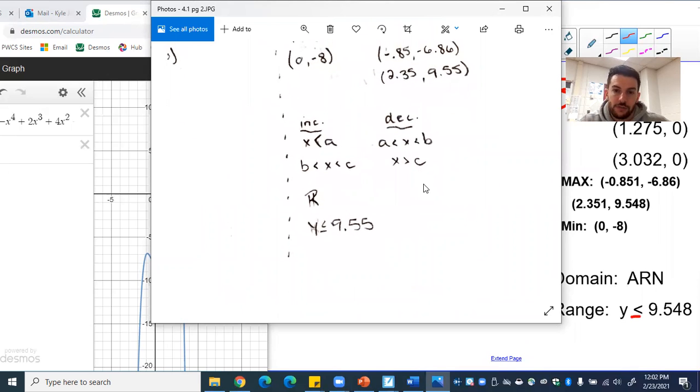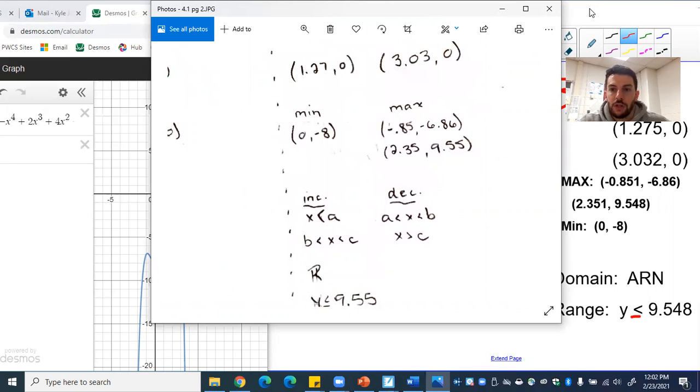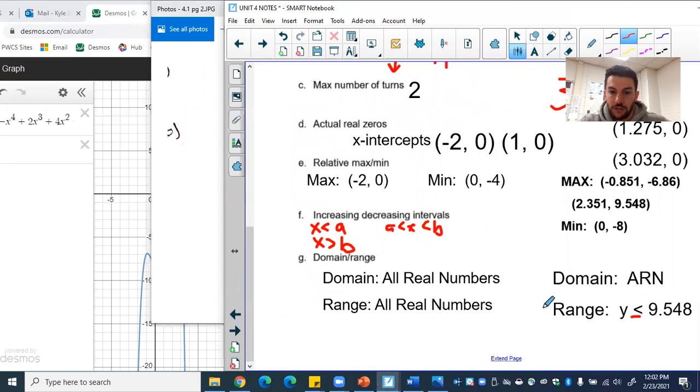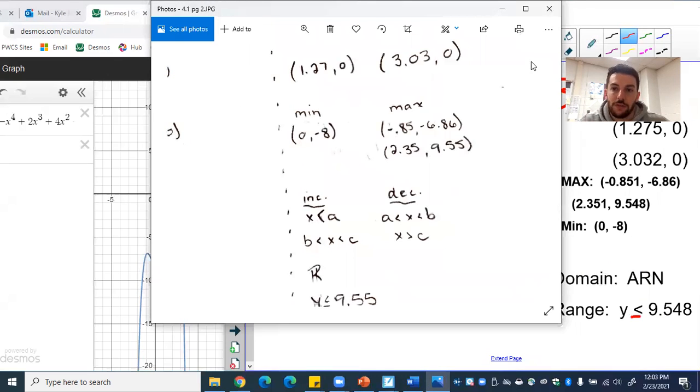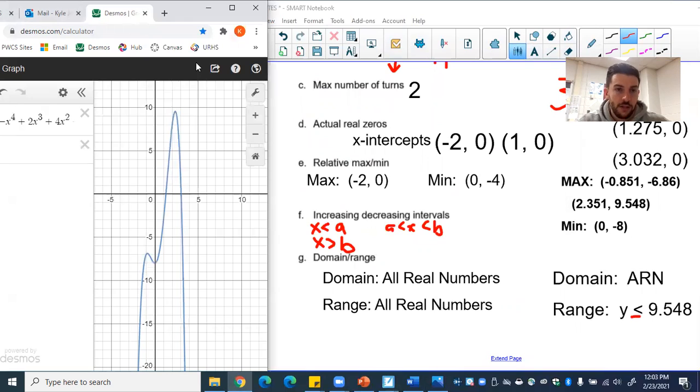Again, I know the notation's difficult, but that's what we would say. I won't bother writing it over here because you just saw it. So that is all for graphing polynomials, just learning some new terms and some new things here. Okay, thank you, guys, and that is all.